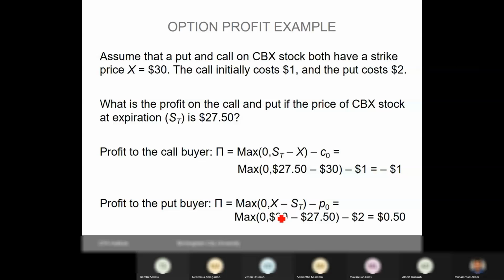The put buyer, on the other hand, has the put in the money. 30 is the exercise price, the stock price is 27.5. So there is a $2.5 gain. However, the cost of the put is $2. So the net profit from buying the put is $0.5.